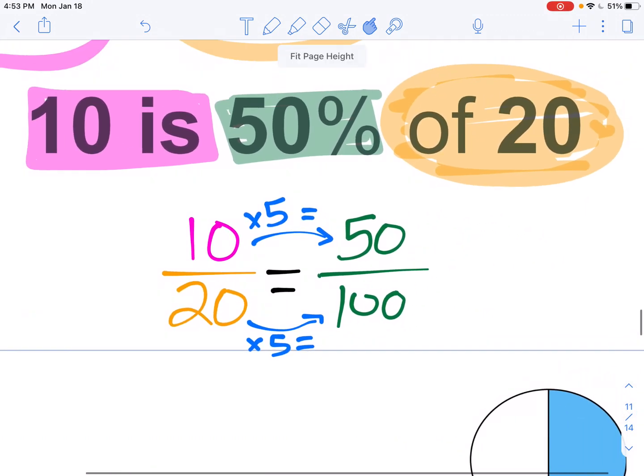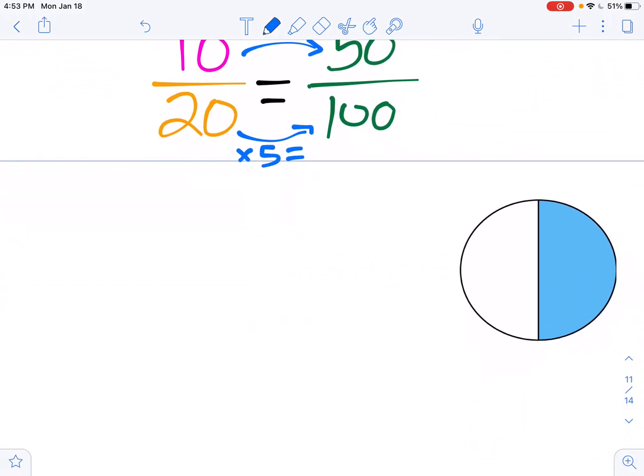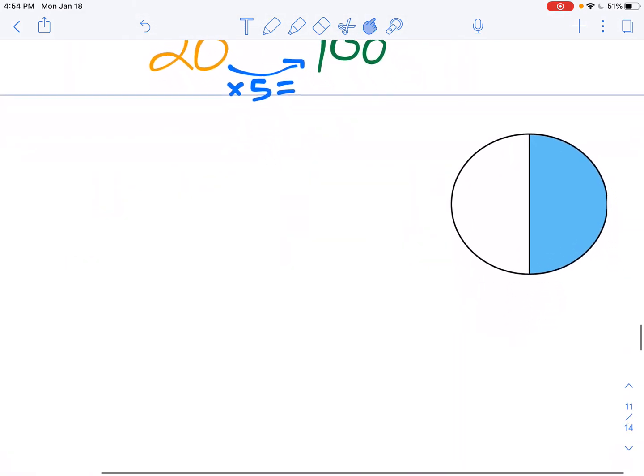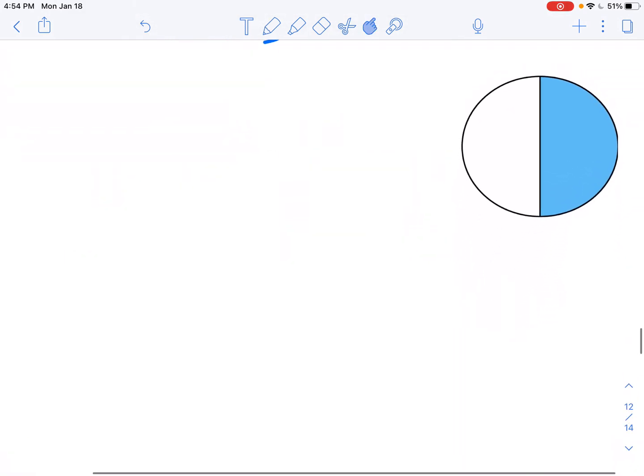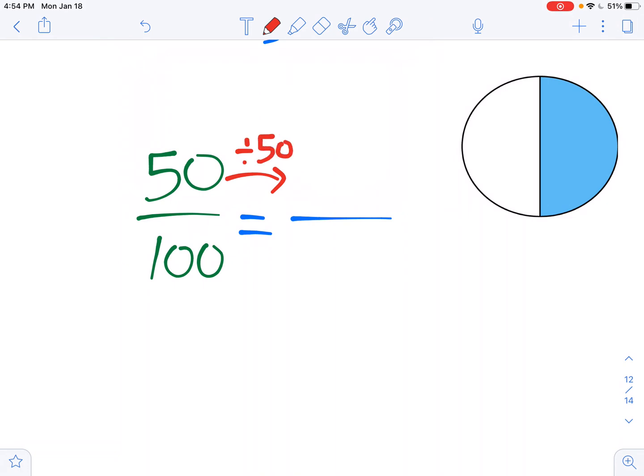I could think about 50% as being half. So here's a picture of half, and I'm going to prove that 50% is half. I'm going to write 50% again. Let's move it down just a little bit so we're not too distracted. 50% is 50 on top of 100, and I could divide them both by 50. There is a group of 50 and 50.